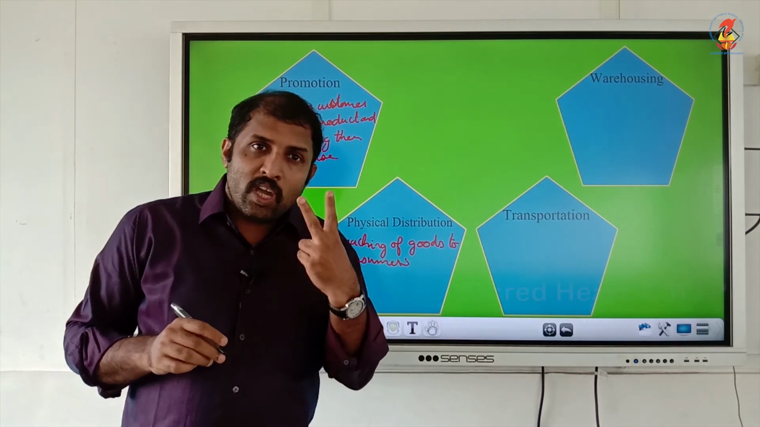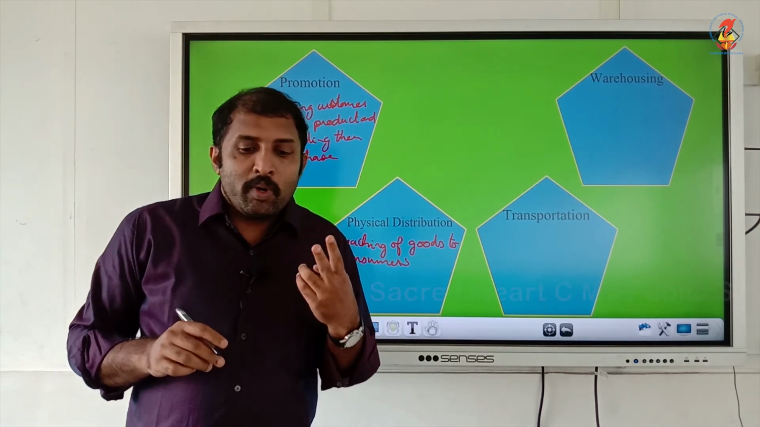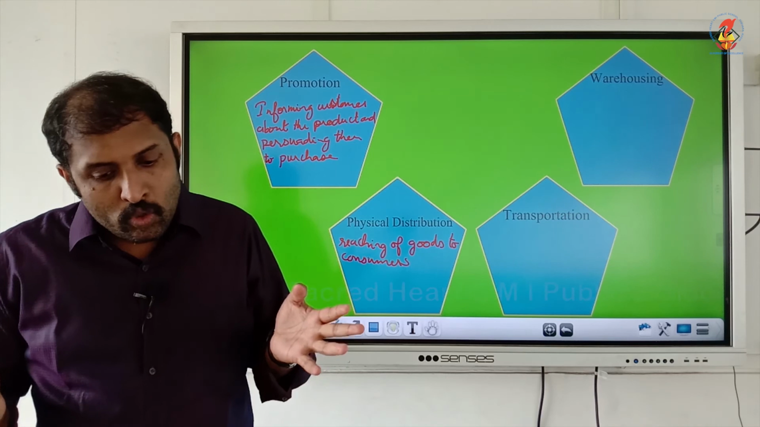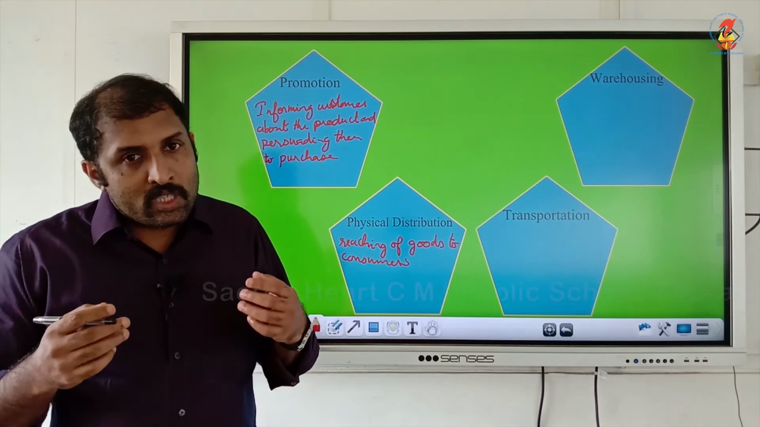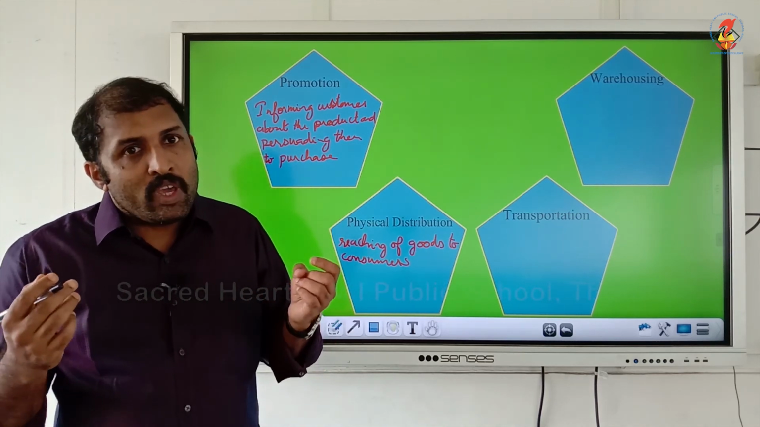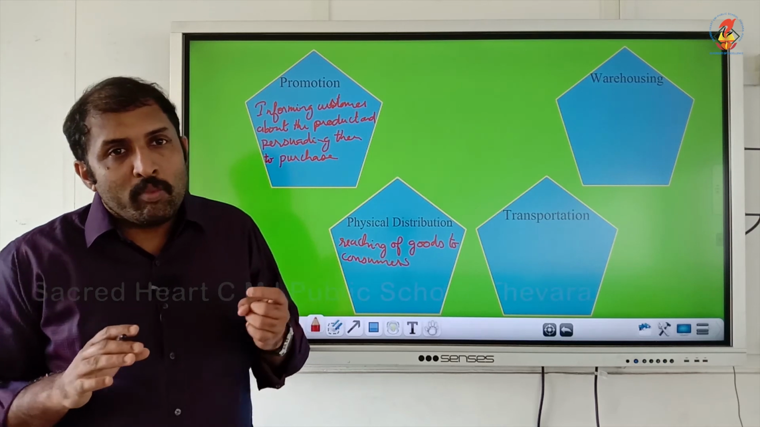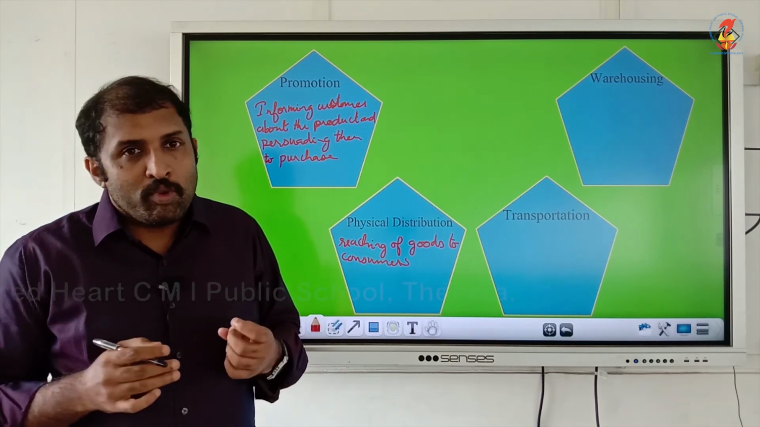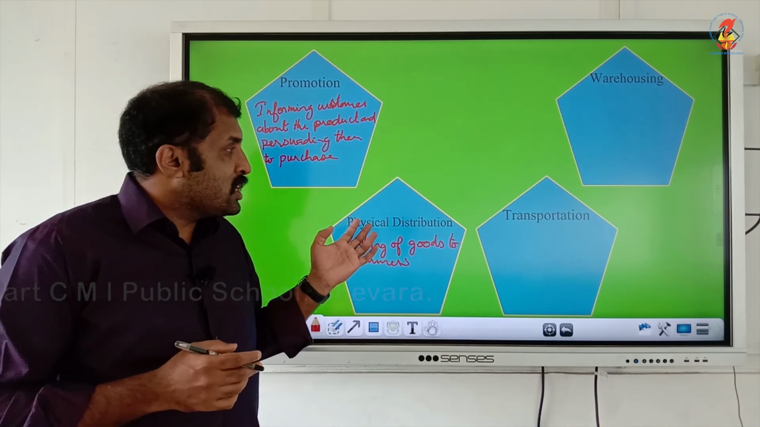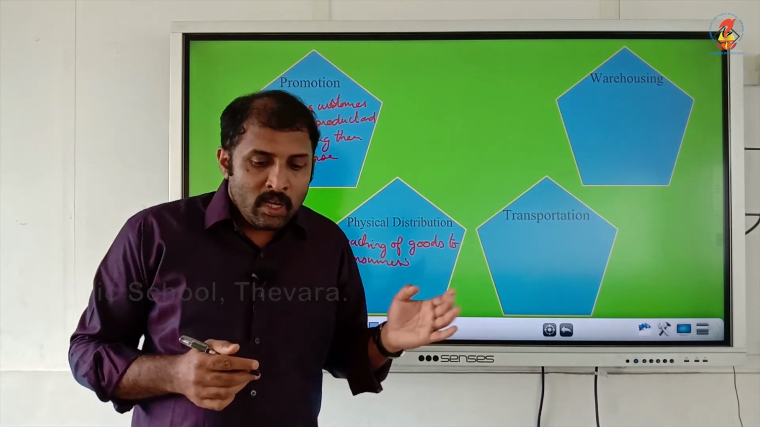Second one is the physical movement, how we are going to reach the goods. What is the way we are going to adopt for the physical movement of goods? That is also to be decided. So, physical distribution is another function.